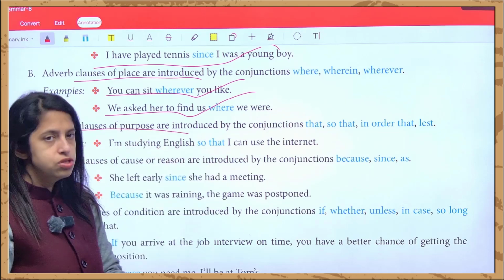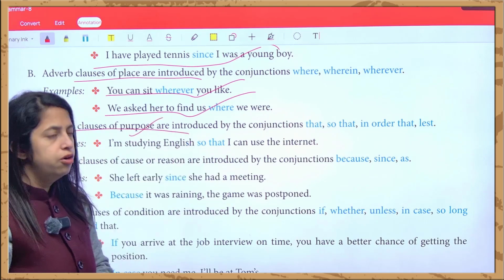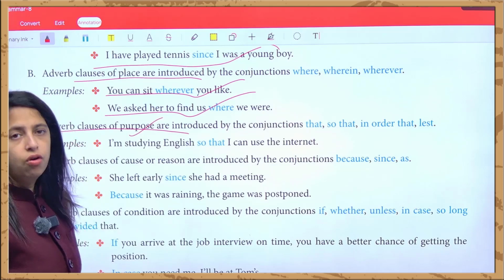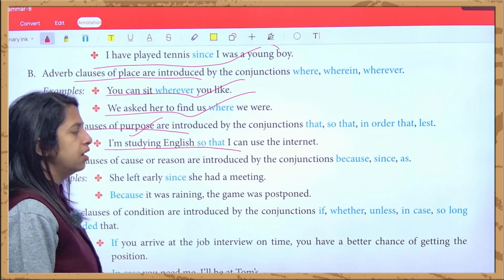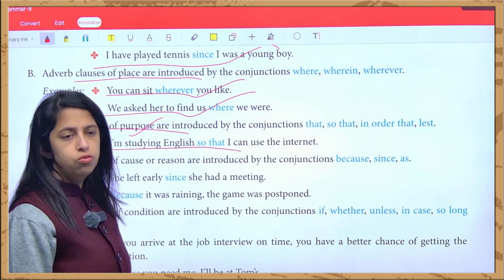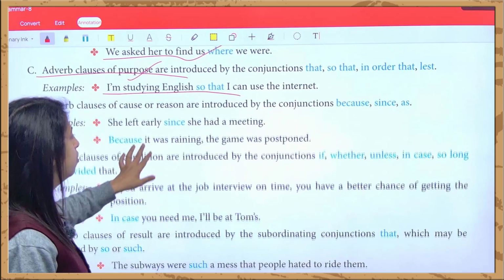Next is adverb clause of purpose. They are introduced by that, so that, in order that, right? Next is, I'm studying English. I'm studying English so that I can use the internet. जिससे कि मैं internet use कर पाऊँ. Next is adverb clause of reason.